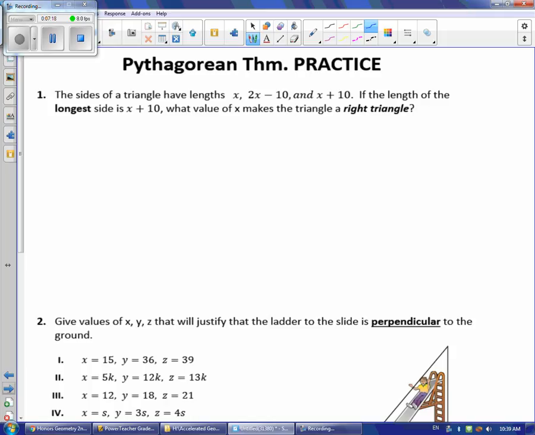All right, so let's look at some practice problems. Number 1, the sides of a triangle have lengths x, 2x minus 10, and x plus 10. If the length of the longest side is x plus 10, what value of x makes the triangle a right triangle? This problem can look scary. All you're being asked to do is use Pythagorean theorem, figure out what values of x will make Pythagorean theorem work. So if x plus 10 is my longest side, that has to be C, and it doesn't matter which other two are A and B.